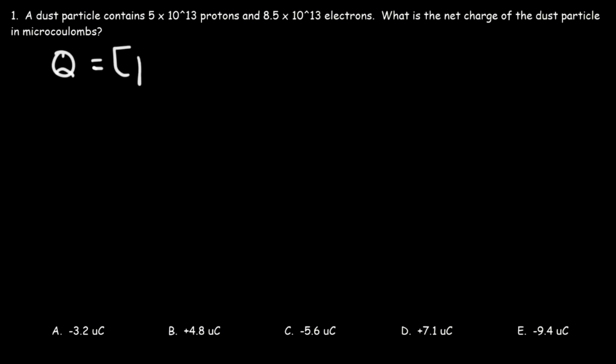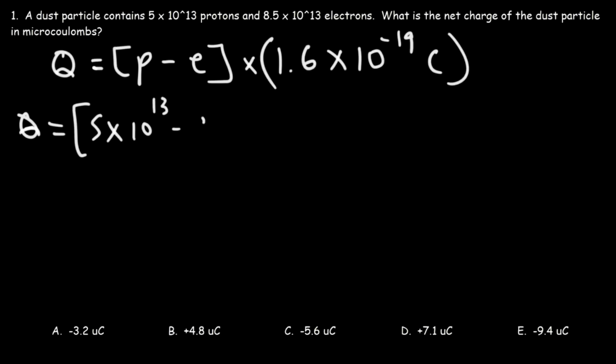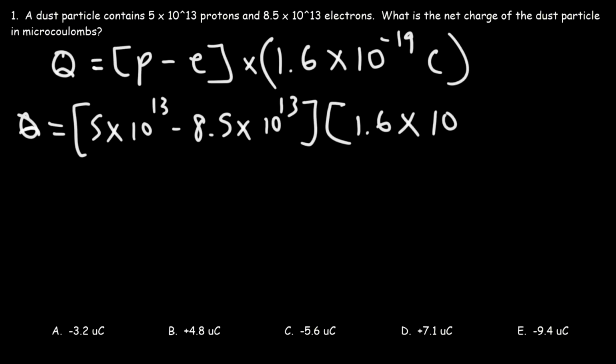So first, we need to take the difference between the number of protons and electrons. And then we can multiply that difference by the charge of each particle. The charge of a proton is 1.6 times 10 to the negative 19 coulombs. For an electron, it's simply the negative of that number. So the number of protons is 5 times 10 to the 13. The number of electrons is 8.5 times 10 to the 13. Now, because we have more electrons than protons, we should expect that our answer will be negative.